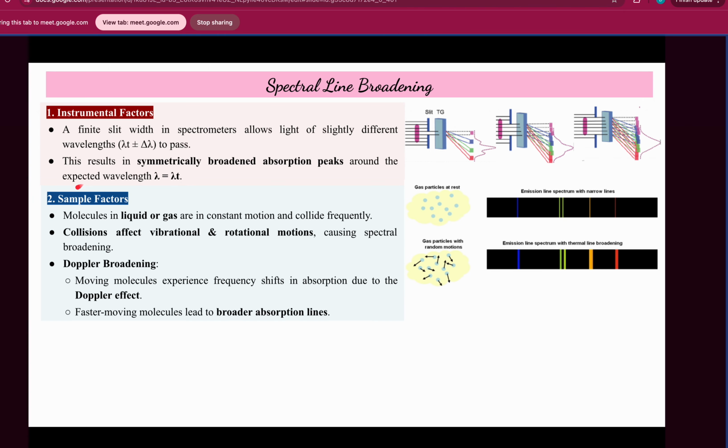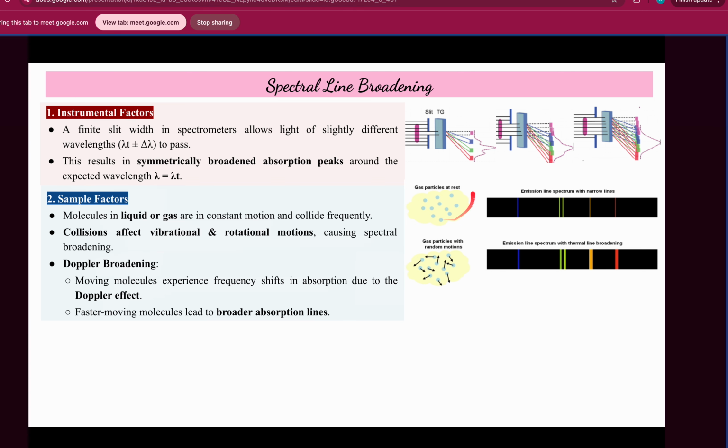Now, the next reason is the sample factors, which means that molecules in a liquid or gas are in constant motion and colliding with one another. Collisions affect the vibrational and rotational motions, which causes spectral broadening, and this is also known as Doppler broadening, which means that the moving molecules experience frequency shifts in absorption due to the Doppler effect, and faster moving molecules lead to broader absorption lines.